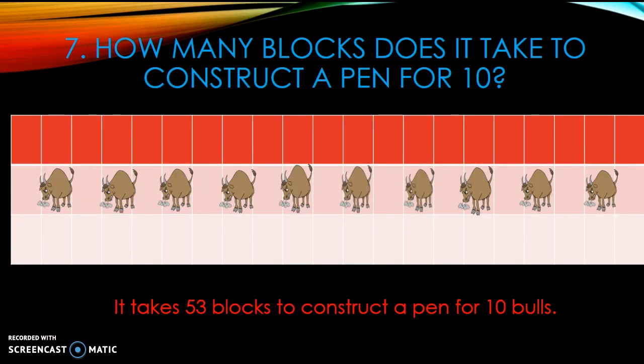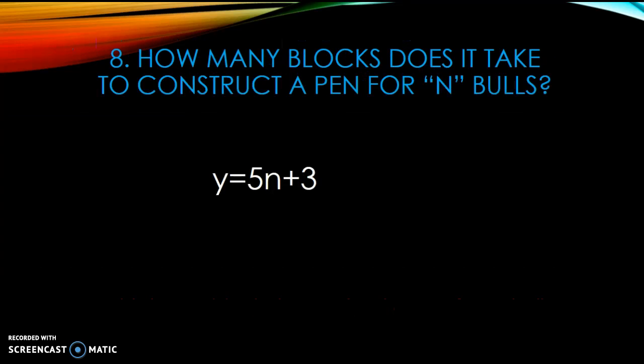How many blocks does it take to construct a pen for 10 bulls? It takes 53 blocks to construct a pen for 10 bulls. How many blocks does it take to construct a pen for n bulls? The equation that I came up with is y equals 5n plus 3.